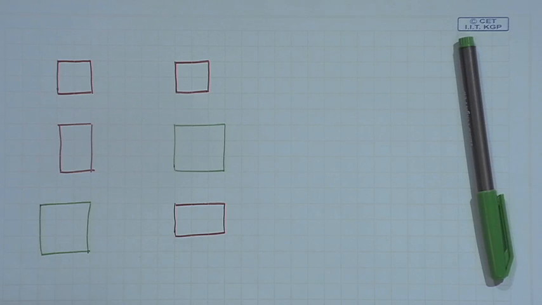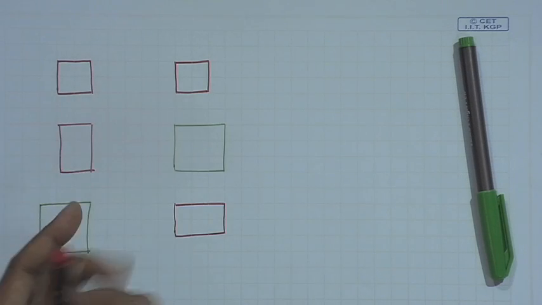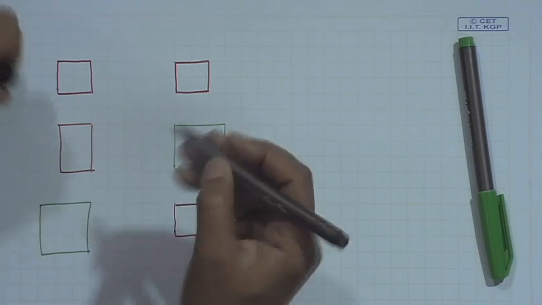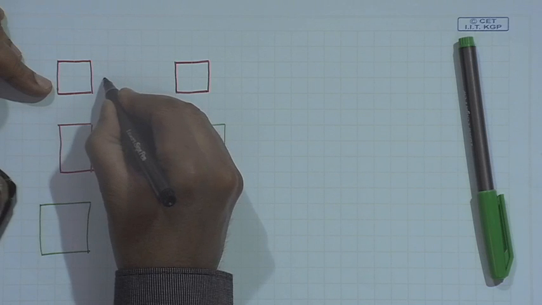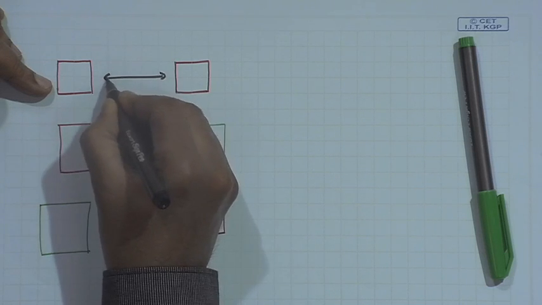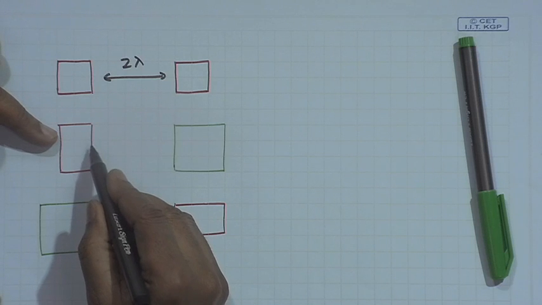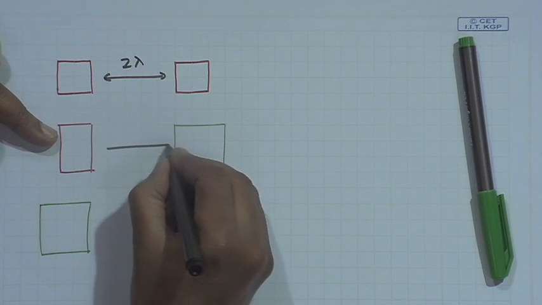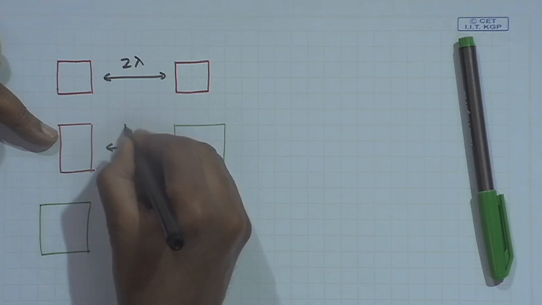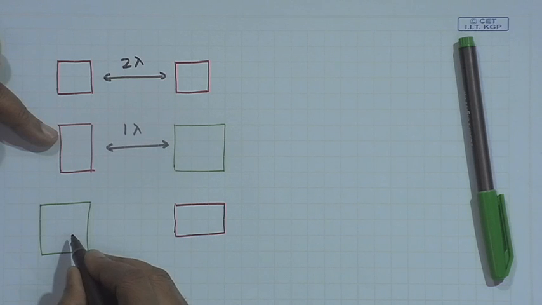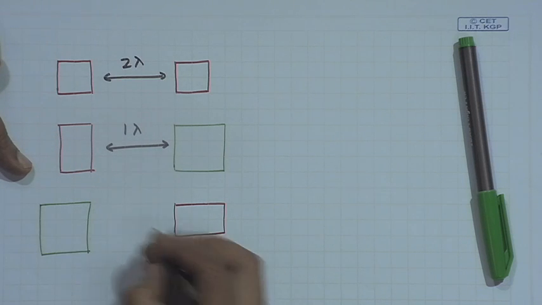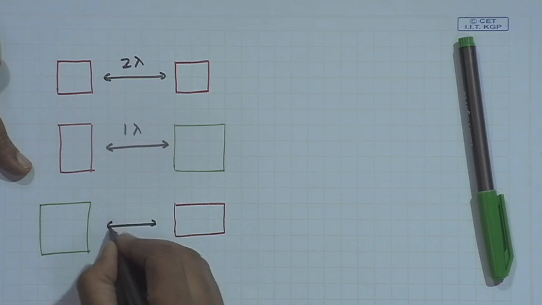Now, if you recall, here we are only talking about the separation constraints, right. Between two polysilicons, the minimum separation has to be twice lambda. Between a polysilicon and a diffusion, separation can be 1 lambda. Between polysilicon and diffusion, again it can be 1 lambda.